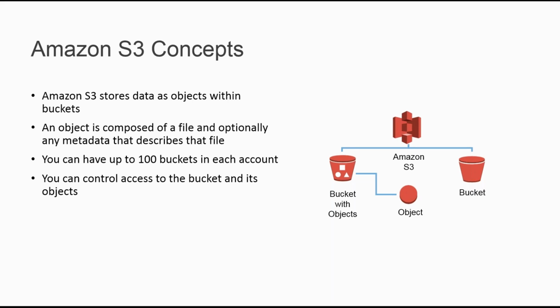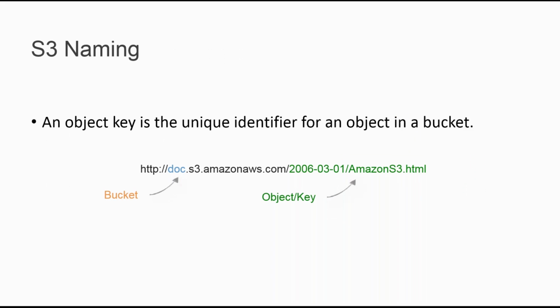Some concepts to know quickly about S3 further. S3 stores data as objects within buckets, which we talked about already. An object is composed of a file and optionally any metadata that describes that file, right? So that is what an object is. It's essentially a file, plus in addition to that, some metadata about it. There's a limitation that you can have only 100 buckets in an account. And of course, you can control access either to a bucket or to objects inside that with the help of various policies.